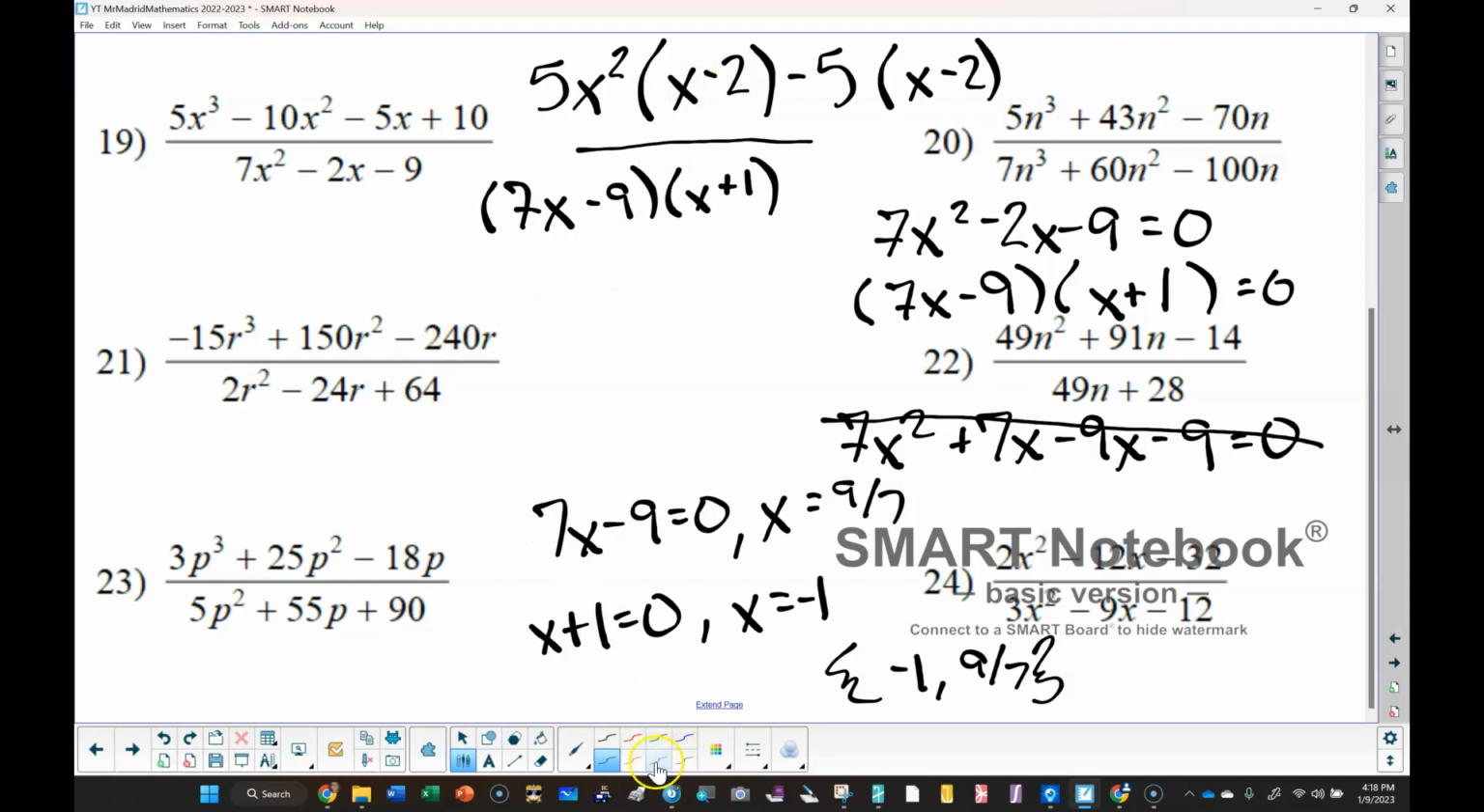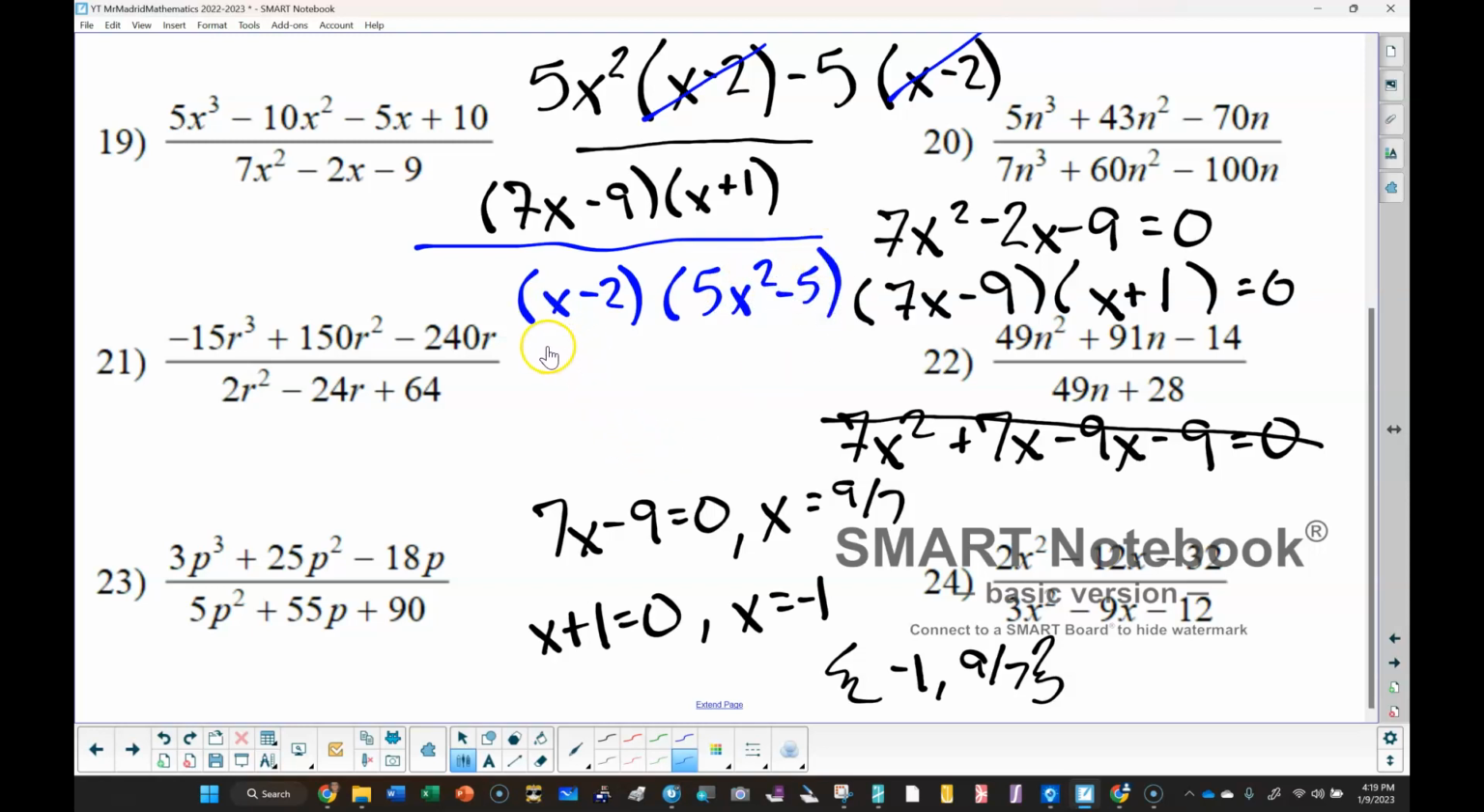Okay, so let me go in a different color so it doesn't get confusing here. So x minus 2, I'm going to take it out from the top. Draw a line here. I've got x minus 2. And if I factor it out from here and here, I'm left with that. So this is the top, and now I have the bottom.